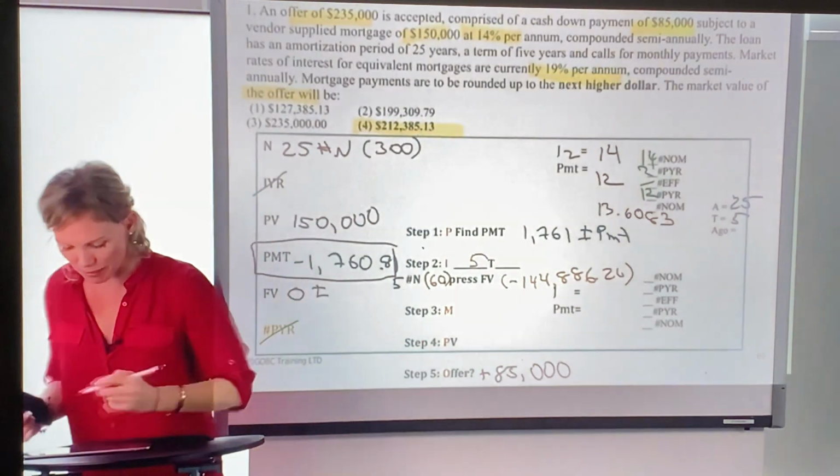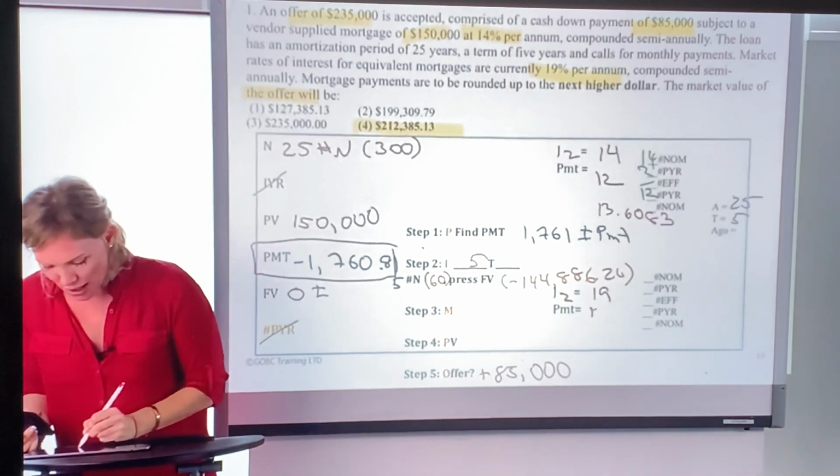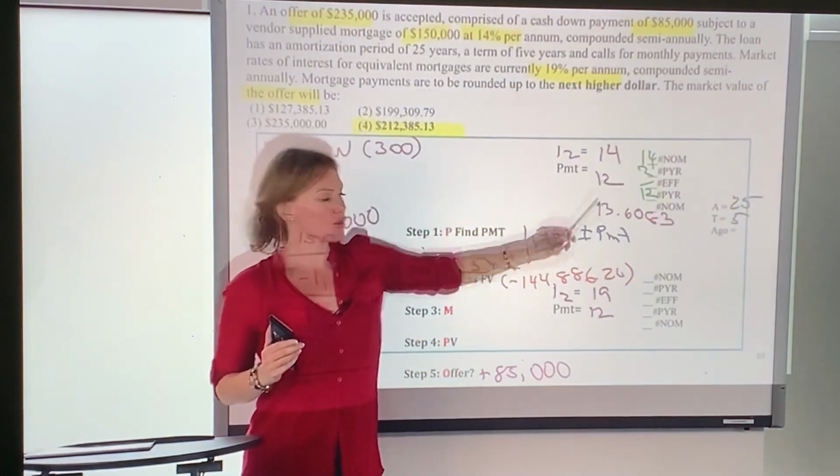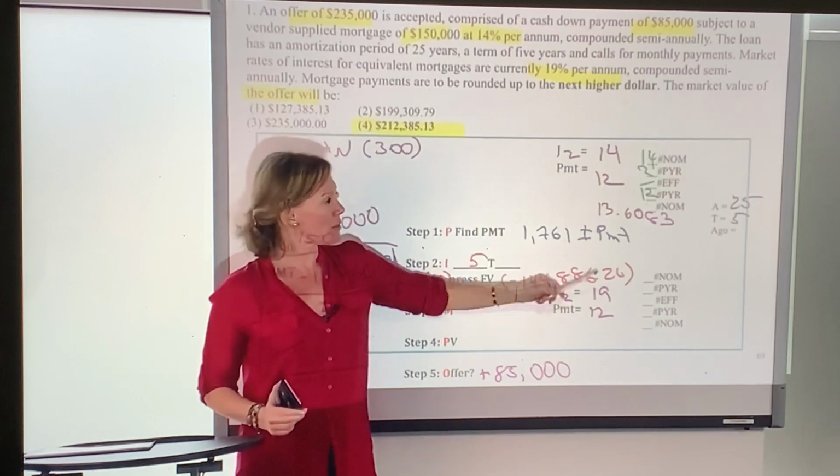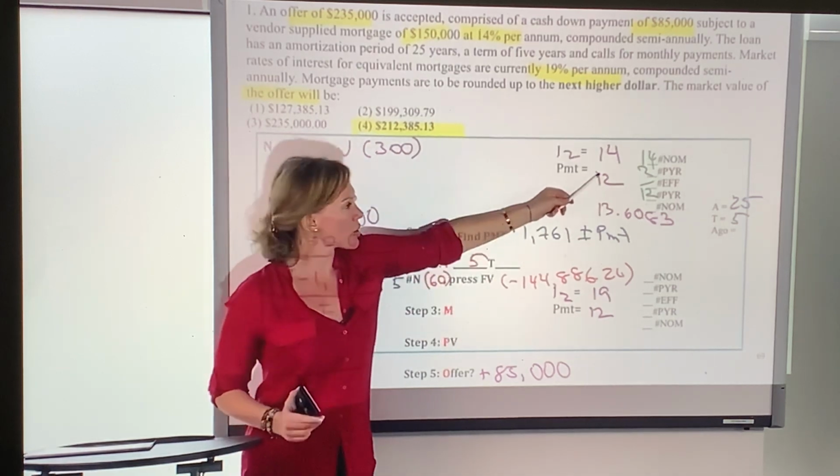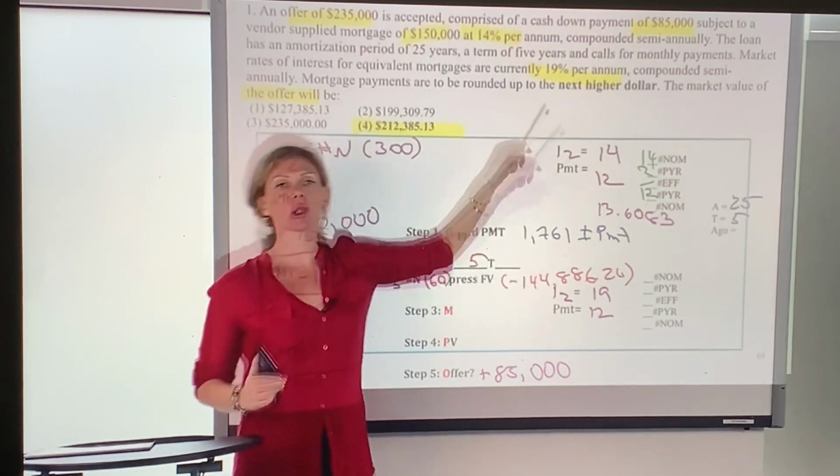We have 19% compounded semi-annually, and payment frequency is still going to be monthly. So if payments were monthly here, they have to be monthly here. If payments were quarterly here, then you'll put 4 in here. If payments were daily, then you would do the same thing in here. So make sure that it's all in the same frequency.